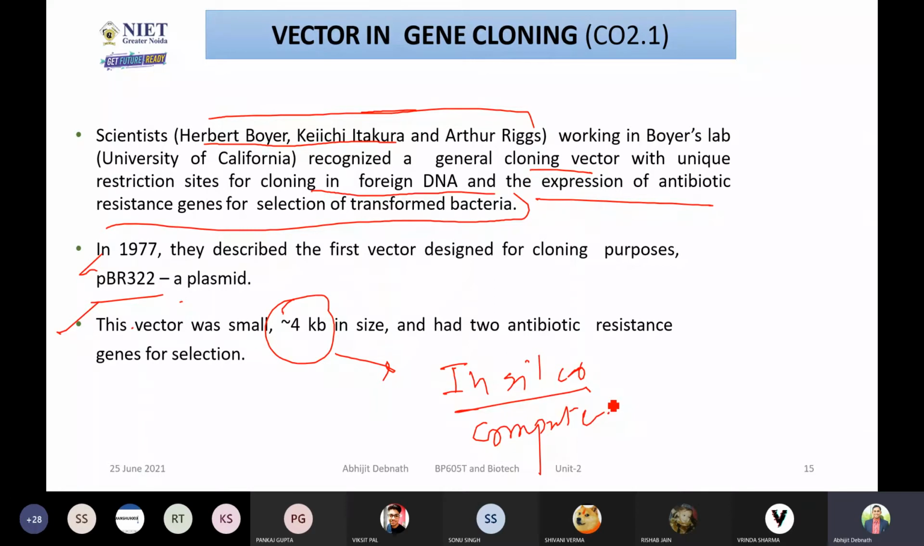When scientists work, before doing the experiment in the lab, they simulate the entire process in the computer. So in the computer, they found that the vector size was very small, almost 4 kb. All of you are aware of kb, MB, then GB, and then TB: kilobyte, megabyte, gigabyte, and terabyte.